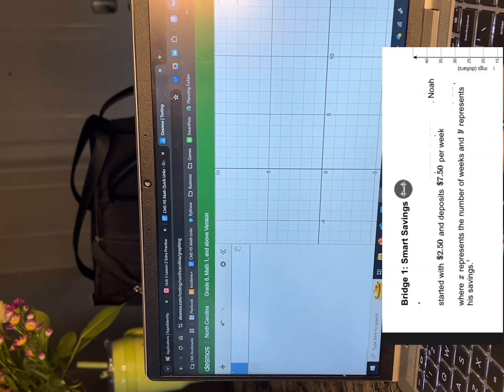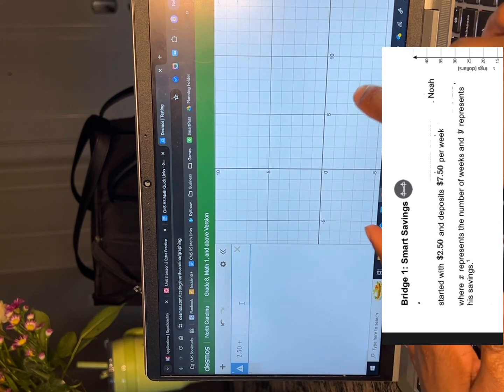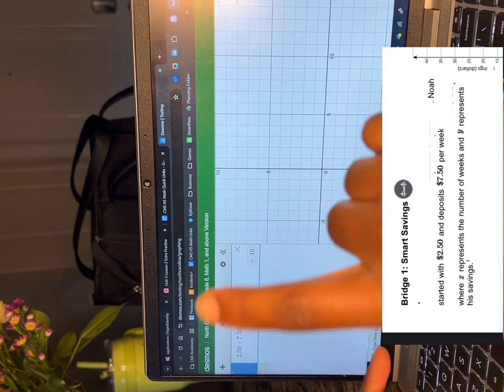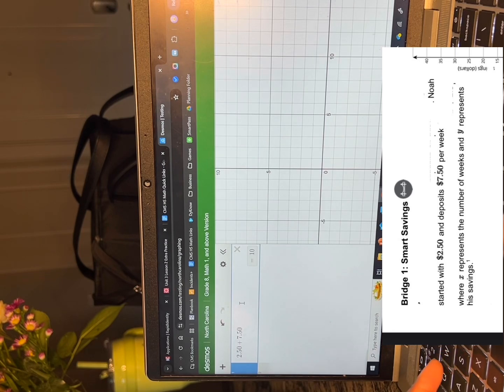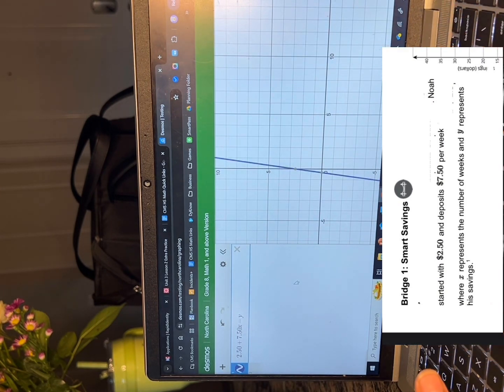Okay? So Noah started with $2.50 and deposits $7.50 per week. If he starts with $2.50, you also need to start with $2.50. He deposits $7.50. Deposit is when you're putting money in the account, so that means I'm adding. And then $7.50 per week. We already know that per tells me to multiply. We don't know how many weeks, so I'm going to say X for this. If this is all you have, then that means Y is the answer.